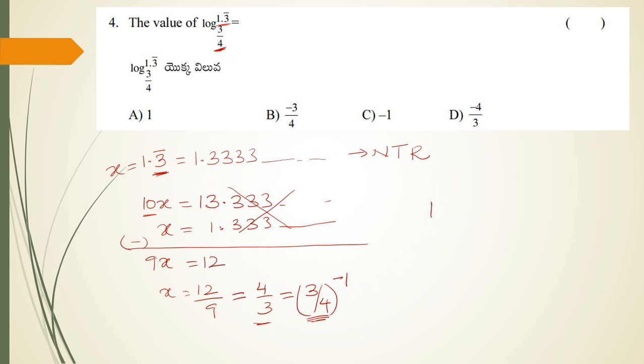Now finally what am I going to get? Log of 3 by 4 whole power minus 1 to the base 3 by 4. Now using the power law, this minus 1 will come to the front, so minus 1 times log 3 by 4 to the base 3 by 4. Already you know log a to the base a is 1, so minus 1 into 1 gives me minus 1. So the answer is option C.